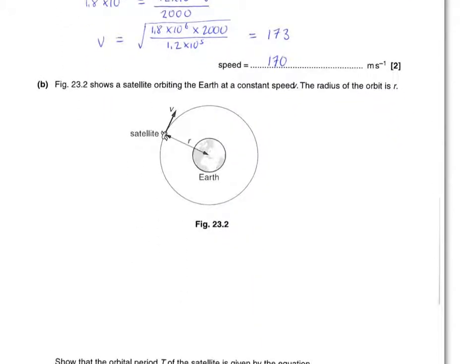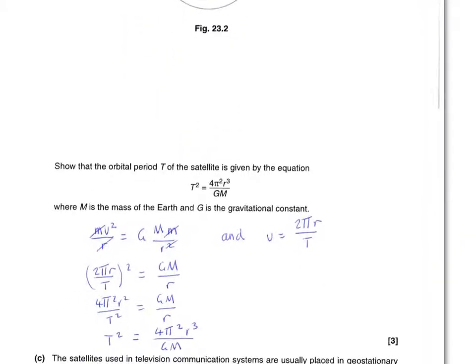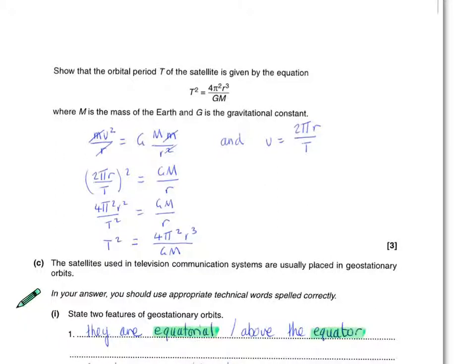Moving on to B, we're showing a satellite orbiting the Earth at a constant speed v. I'd just like to reassure you that the v being lost against the d is my error and wasn't as it appeared on the original exam paper. We're asked to show the orbital period T of the satellite is given by that equation. Two things to say: it's show, so we've got to do the maths pretty formally, and this is a standard derivation that you're asked to make sure you know for the exam.